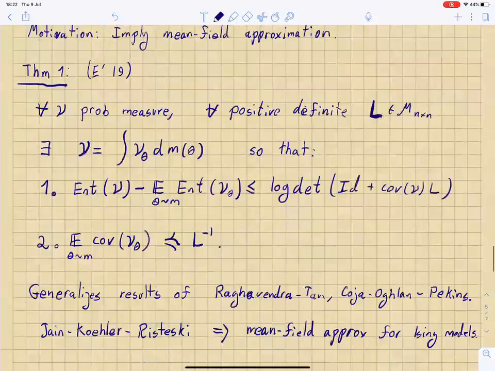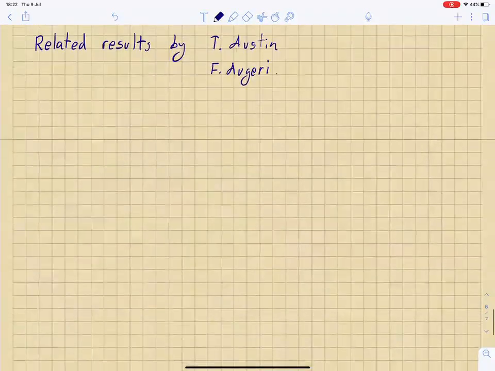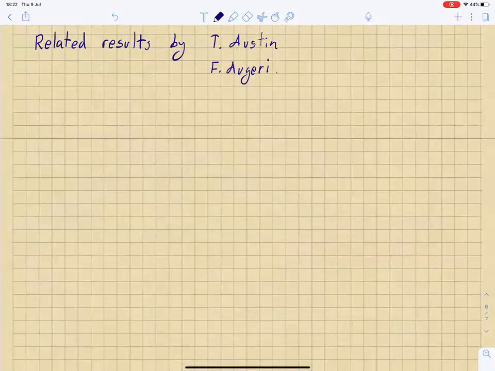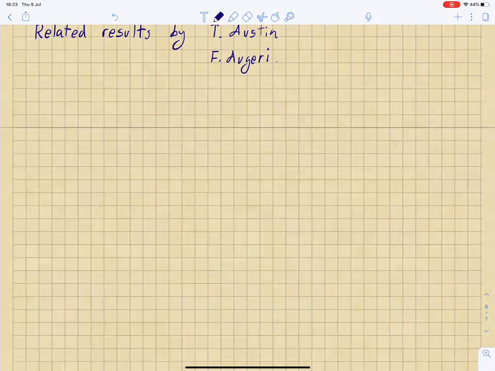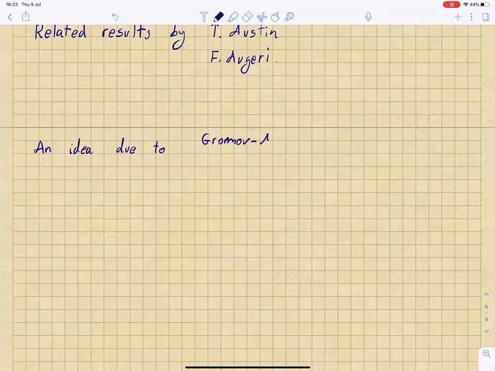Maybe before I explain it, I don't have so much time, but I think it would be good to explain a slightly different or slightly older idea of localization of measures, which is an idea due to both Gromov and Milman. And something related appears in a paper by Lovász and Simonovits.